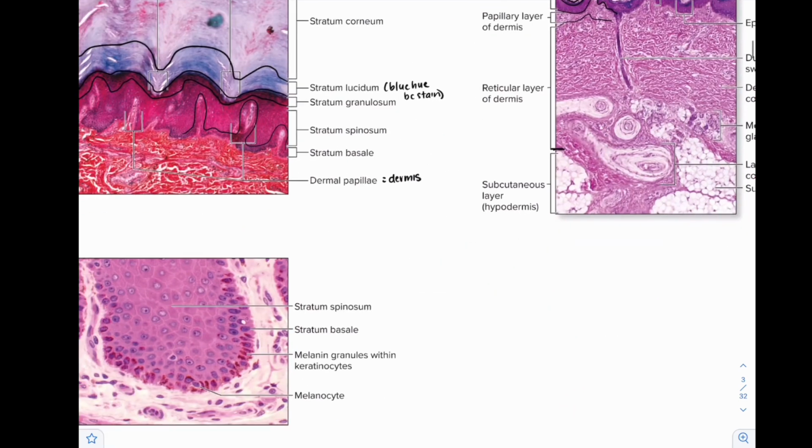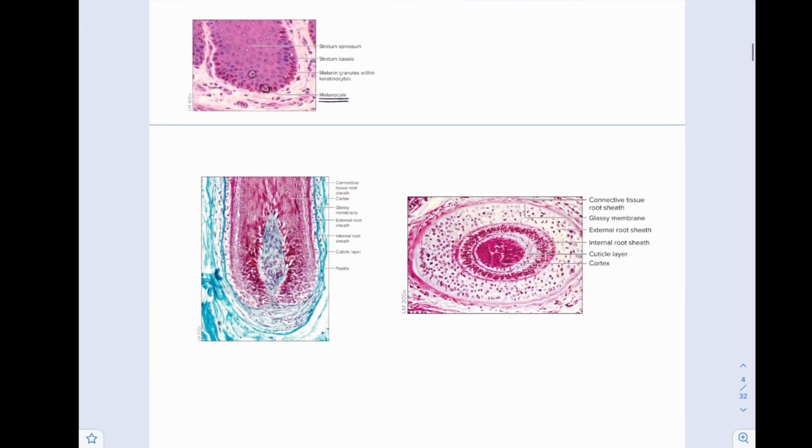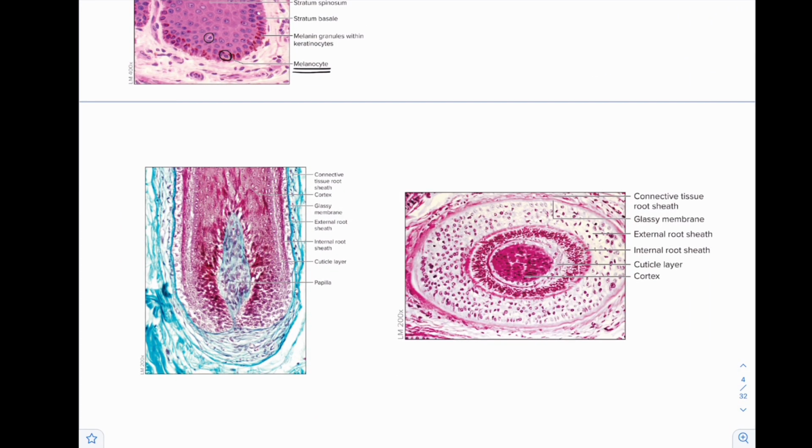Now this last image is looking closer in at the bottom 2 layers, so the spinosum and the basale, and we see these melanocytes. They kind of have a white and then a really dark nucleus in the middle when we look at an image, and that is going to create melanin, and that's what gives pigment to skin.